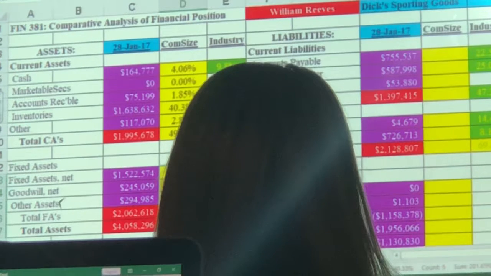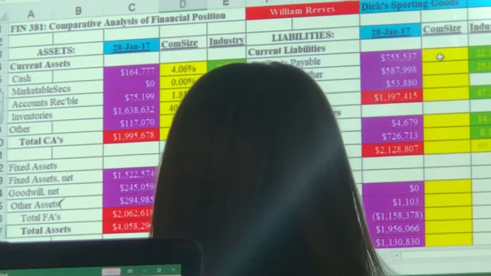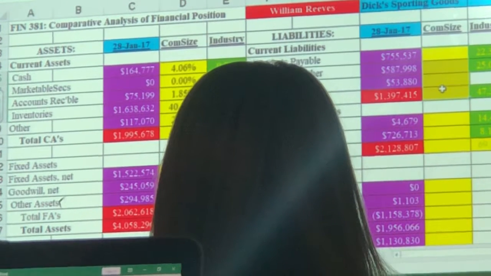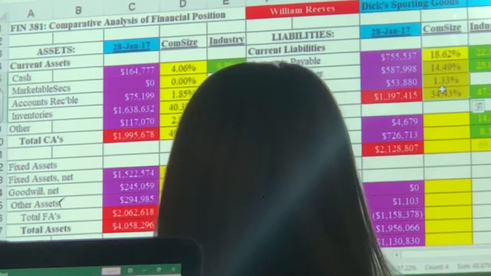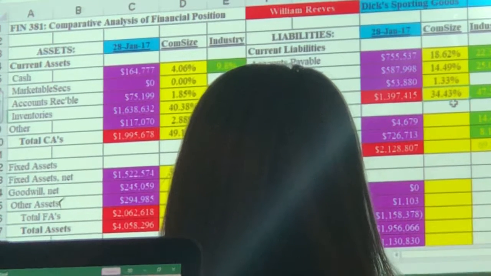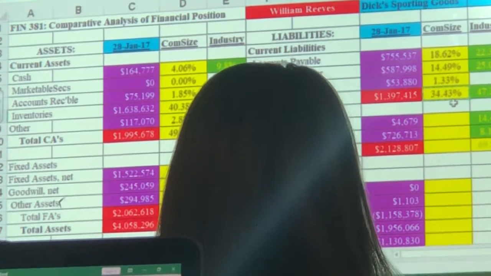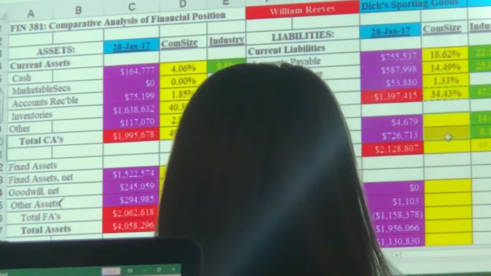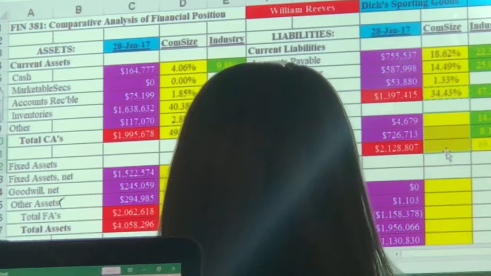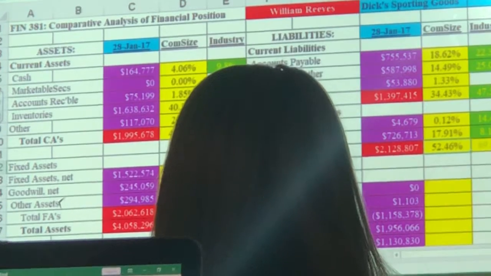All right, click on any one of those cells. Control-C, go up here, highlight those 4 cells, hit Enter. Total current liabilities should be 34.43% of total assets. Click on any of those 4 cells, Control-C, highlight the next 3, Enter. You should find that total liabilities is 52.46% of total assets.